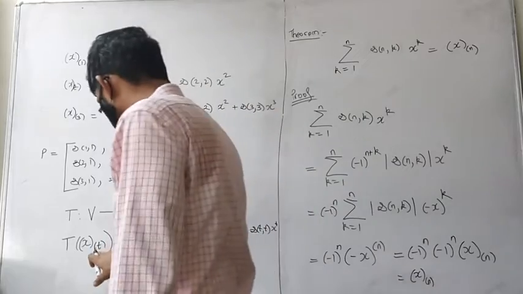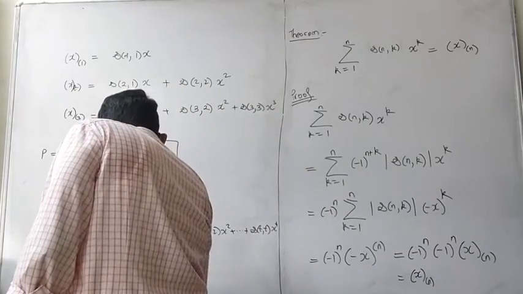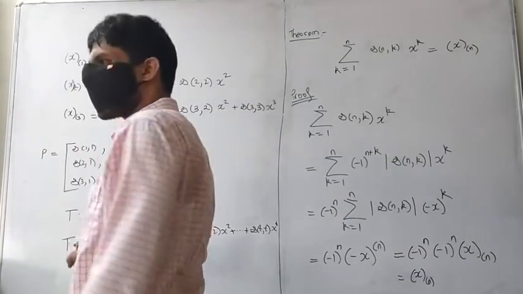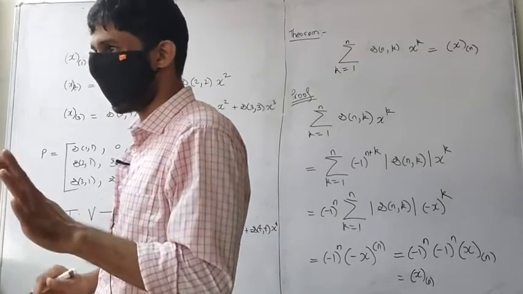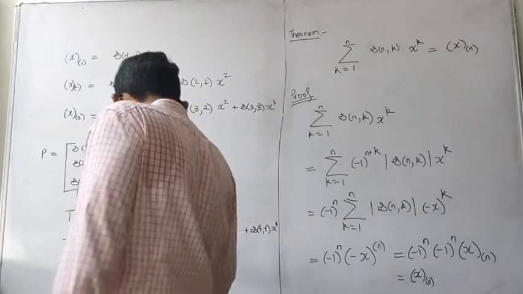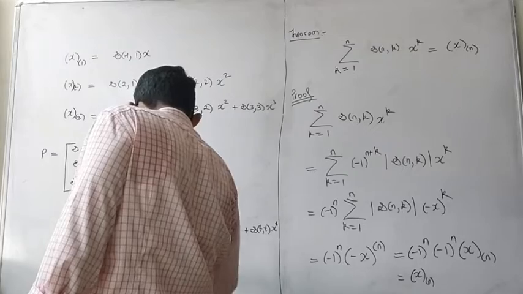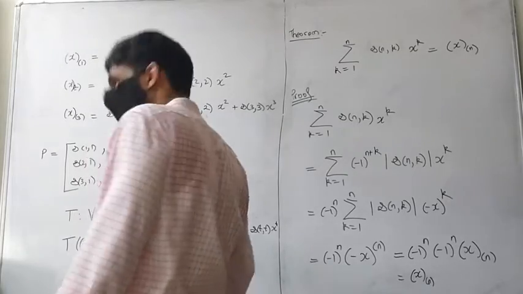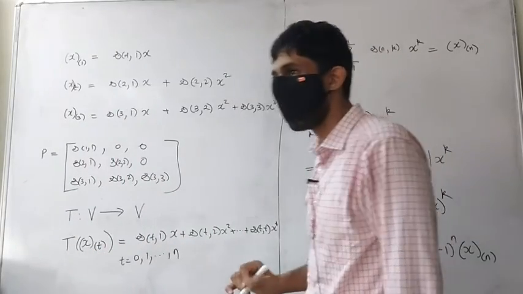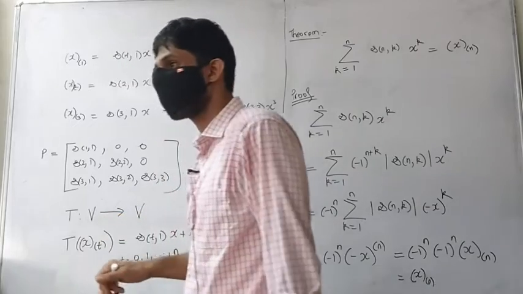So for t equals 0, of course, x^0 is 1. So 1 goes to 1. t goes from 0 to n. That will define this map.